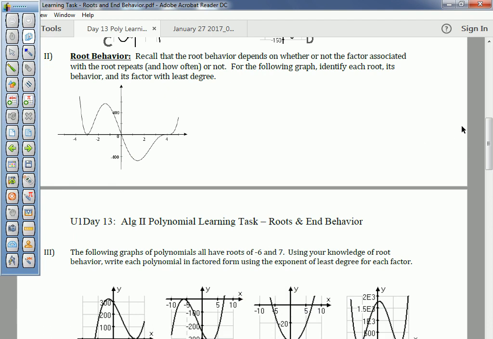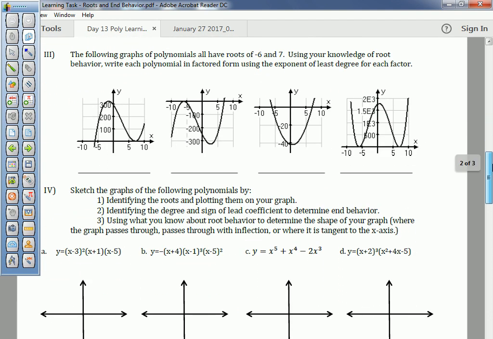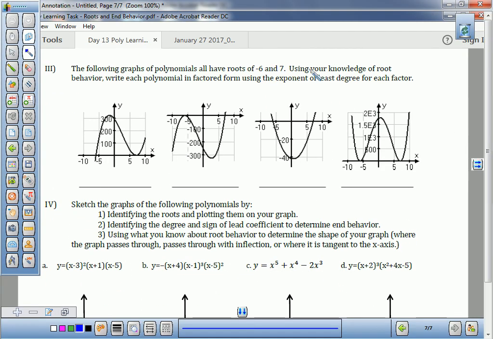Okay, so let's take a look at this. So we have these following polynomials that have roots -6 and 7. Use your knowledge of root behavior and end behavior to write an equation of least degree. So that means if it's odd multiplicity, we're going to go with 3 and not 7. Okay? All right, so hit pause, give these a try, and then check your answers.